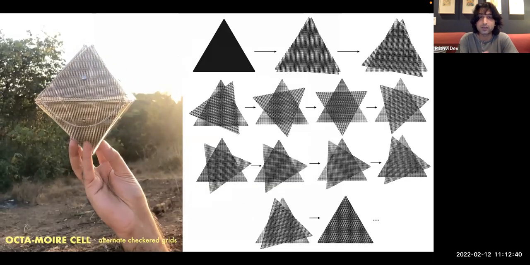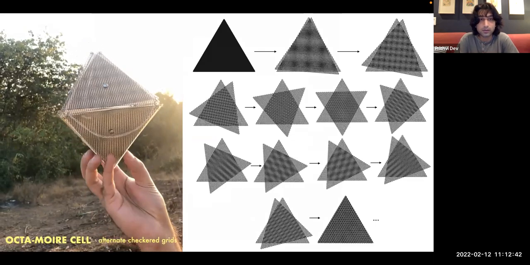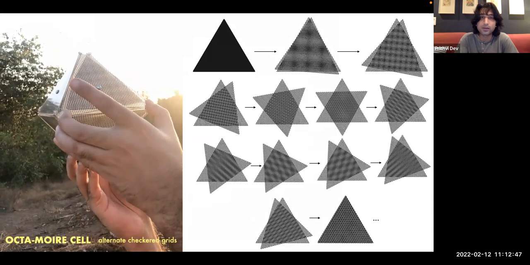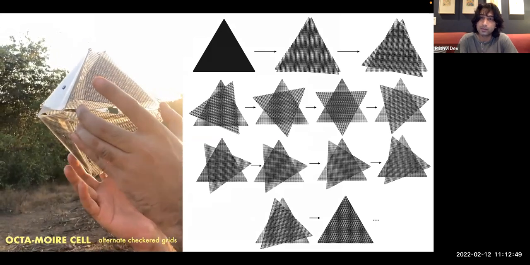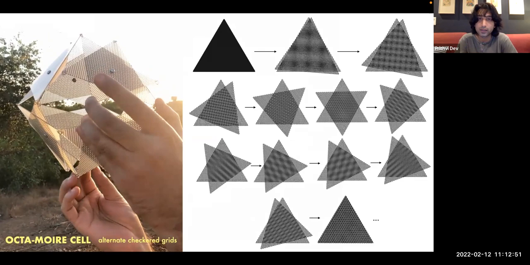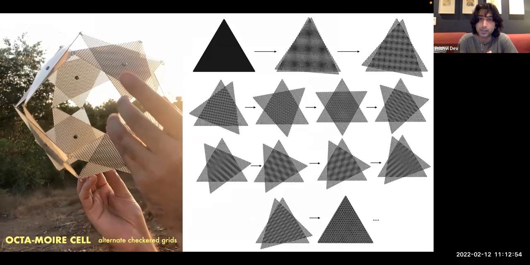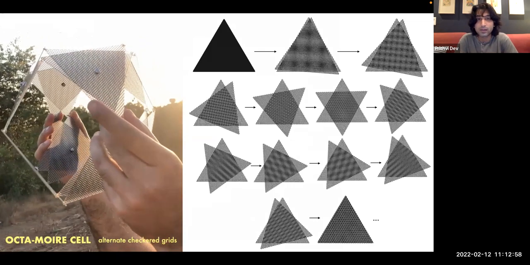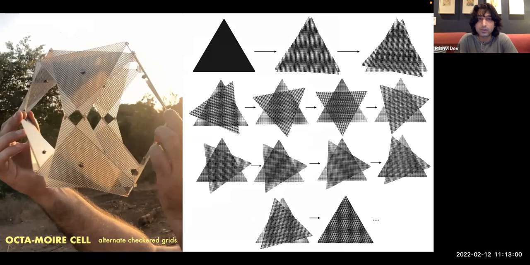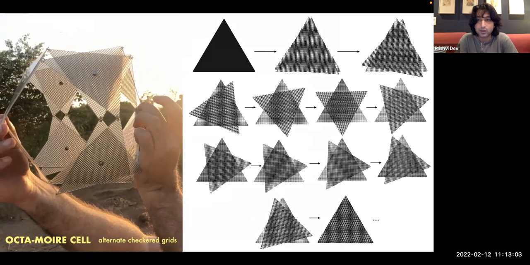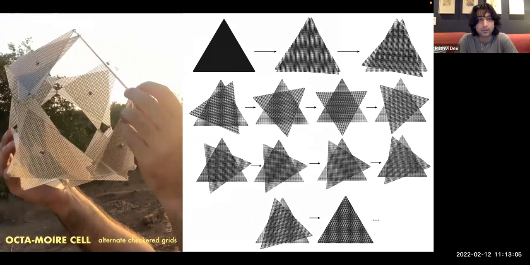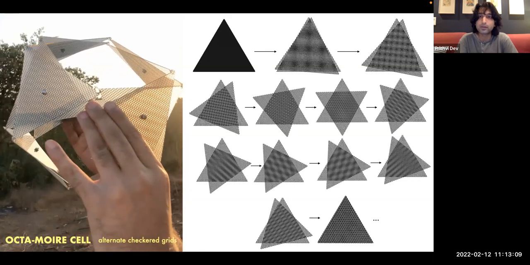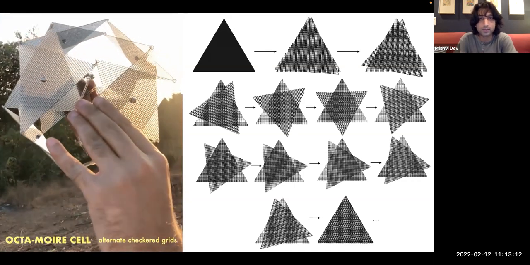And here's of course the physical version of the octahedron. I call it the Moire Cell. And in this one, the grids are basically the two alternate checkered grids. So when the structures completely overlap, one sees just black because I guess the black triangles are overlapping each other. So that is the octahedron cell with alternate checkered grids.